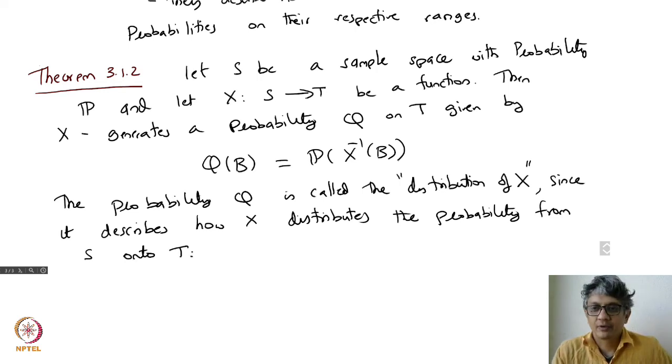Maybe I'll take a quick 5-minute break and I'll come back and try to show this theorem in the next class.